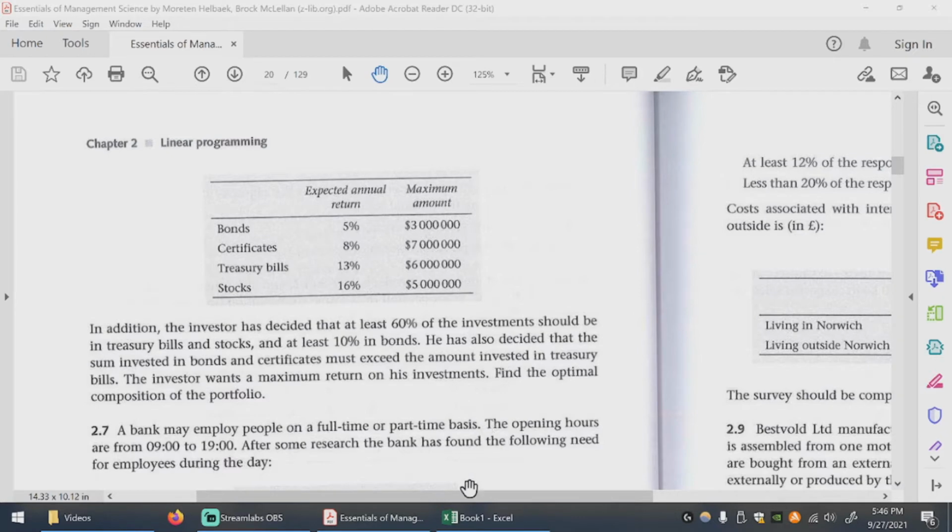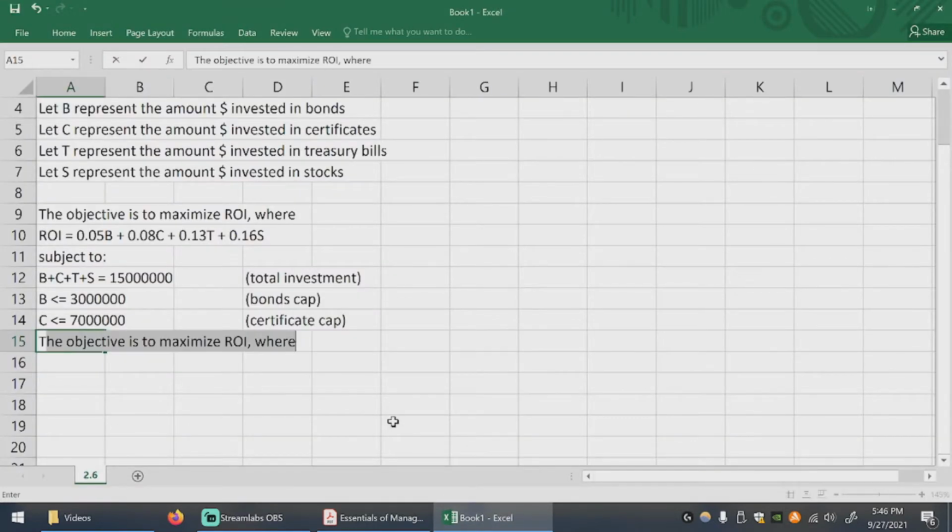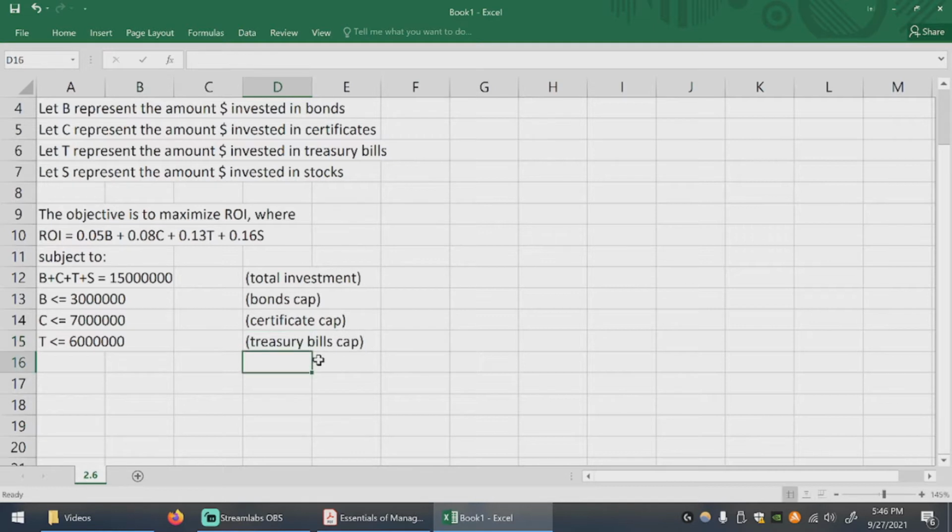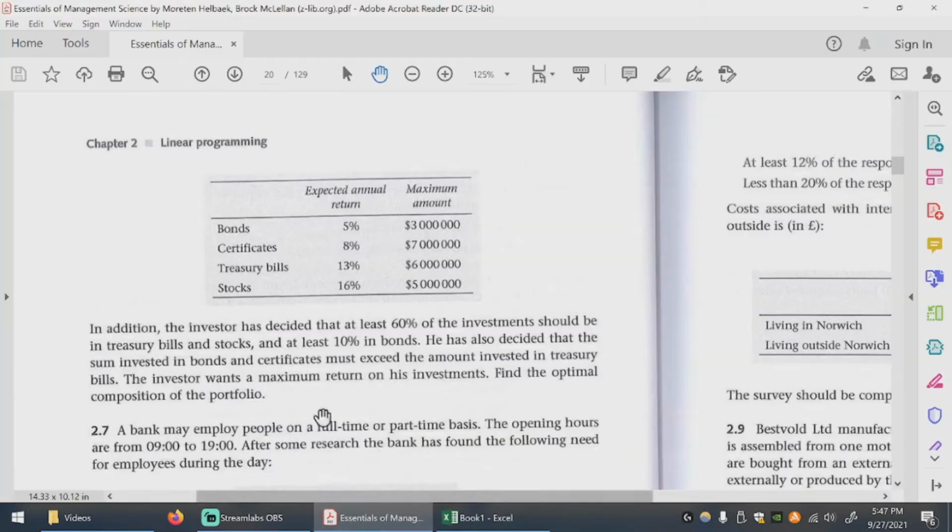Treasury bills. Cap of 6 million. The amount invested in treasury bills should cap at 6 million. Is that enough zeros? I hope so. So that'll be the treasury bills cap. Have descriptions so that a month, 2 months from now, you look at this, it makes much more sense because you added notes to help yourself read it. Or whoever needs to grade this question, what if it's a test question? Help them read your answer.